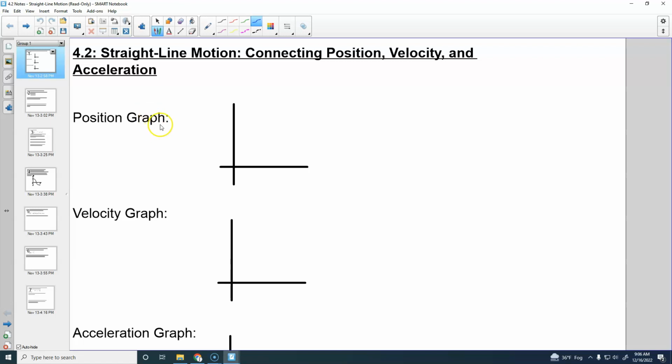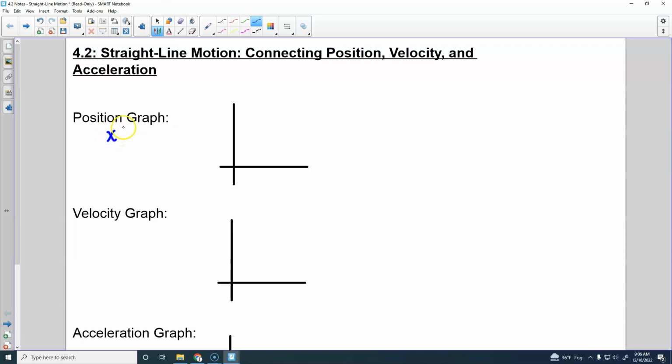So position, there are different letters that they will sometimes use for position. Sometimes you're moving along the x-axis, so they'll call it x of t. I've also seen them use s of t a lot. There's not necessarily a standard letter to use for that. They could use any letter for your position.